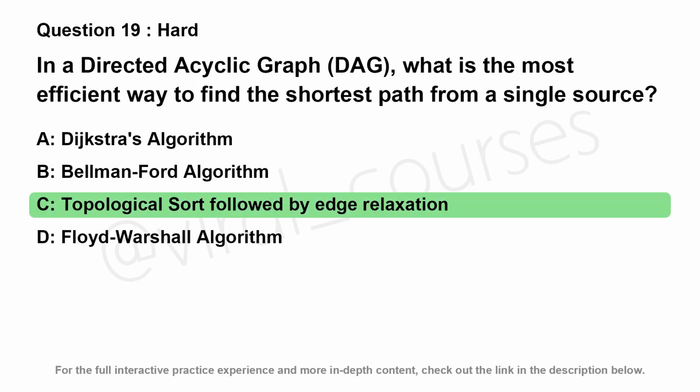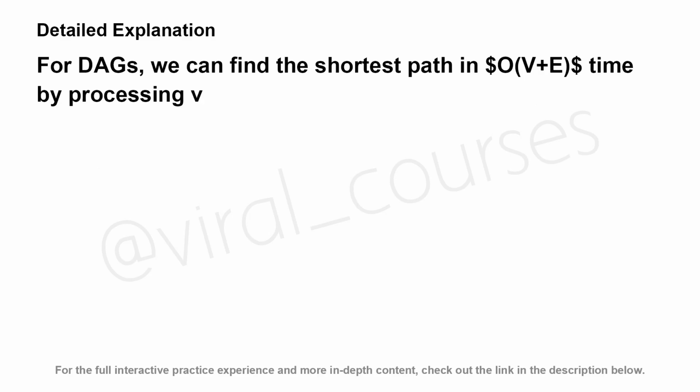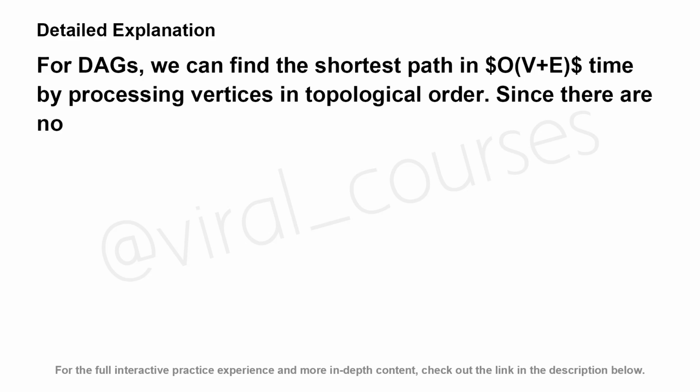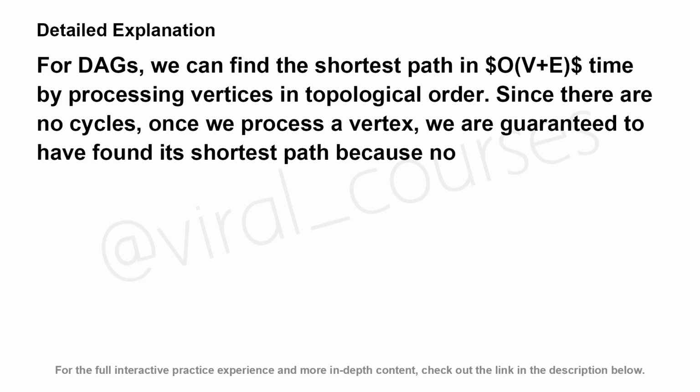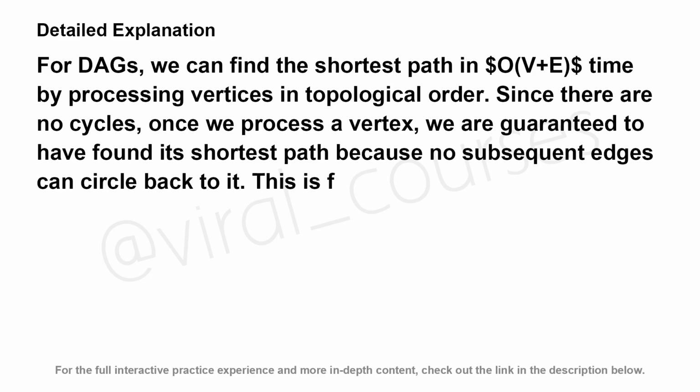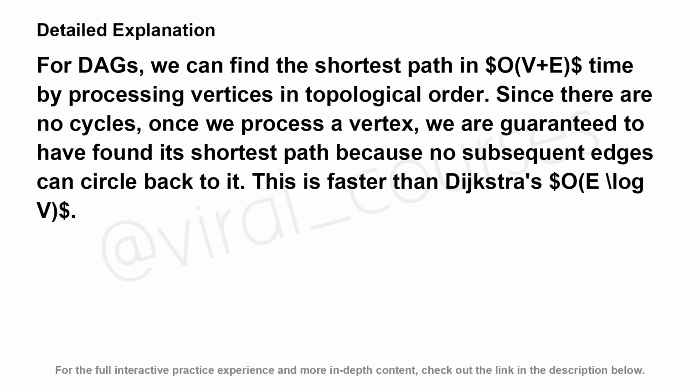The correct answer is C. For DAGs, we can find the shortest path in $O(V + E)$ time by processing vertices in topological order. Since there are no cycles, once we process a vertex, we are guaranteed to have found its shortest path because no subsequent edges can circle back to it. This is faster than Dijkstra's $O(E \log V)$.